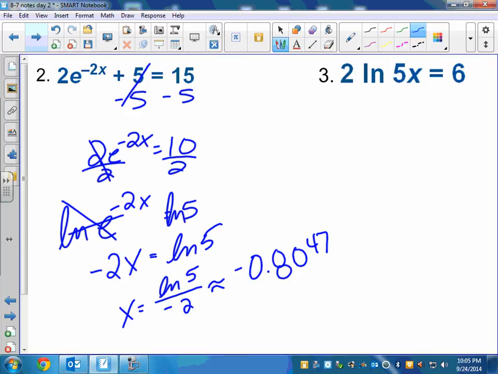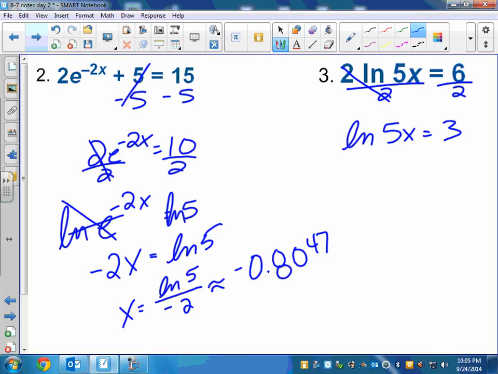If we see one like this, there's a couple ways you could solve this problem. But when I see an E, I know I'm going to ln both sides to undo it. When I see an ln, I know I'm going to E both sides. But again, just like with E, you want to get it by itself. With ln, we want to get it by itself. So could I divide both sides by 2 here? Yes. And I would get ln of 5x equals 3.